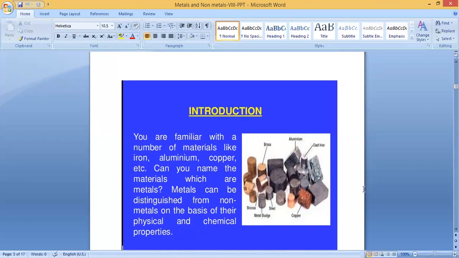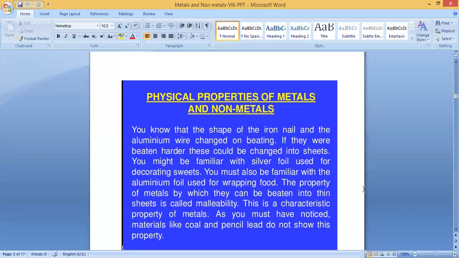So you can see here the figure: brass, aluminium, cast iron, copper, steel, bronze, metal sludge, all these things. But if I ask you to separate them, sometimes you will get confused. So first you should learn the physical properties. So what are the physical properties of metals and non-metals? You know that the shape of the iron nail and the aluminium wire change on beating. You take one iron nail or aluminium wire and keep on beating or hitting, and you can see that its shape will change. If beaten harder, it could be changed into sheets.